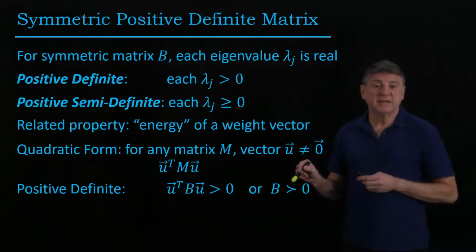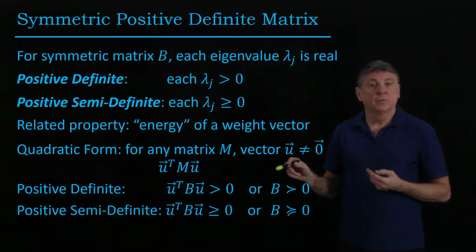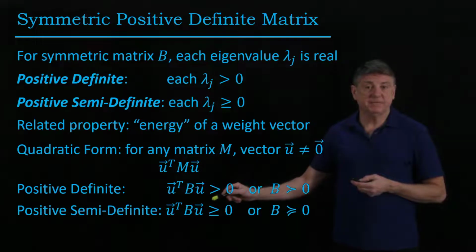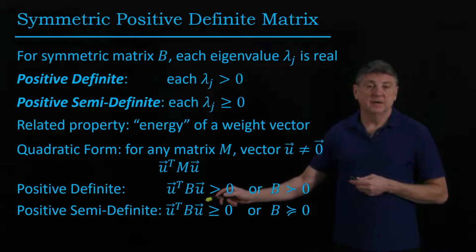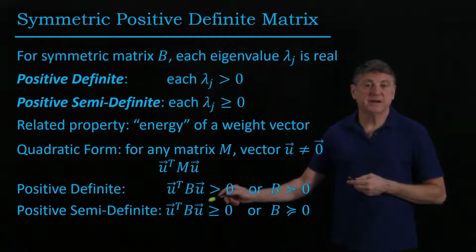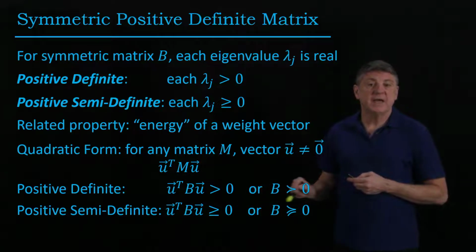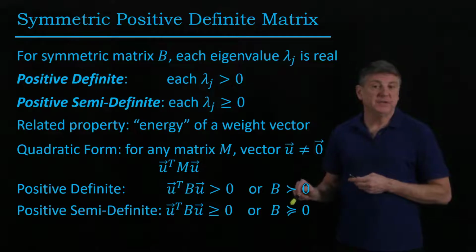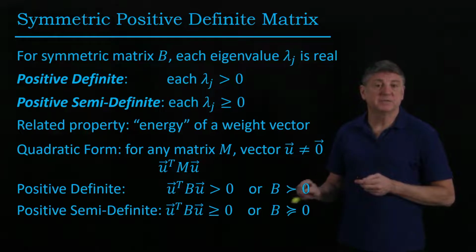The way that we'll write that is using the successor operator. You can think of it as a curvy greater than sign. We'll write a positive semi-definite matrix. This is one where any non-zero vector u has a quadratic form that produces a value that's greater than or equal to 0. And we'll use this curvy greater than or equal to sign to indicate that this matrix B is symmetric and positive semi-definite.